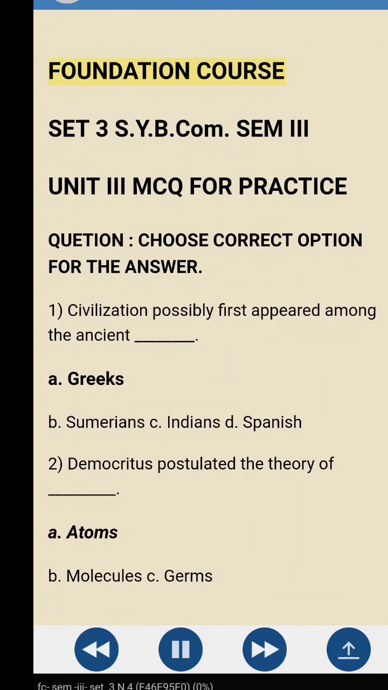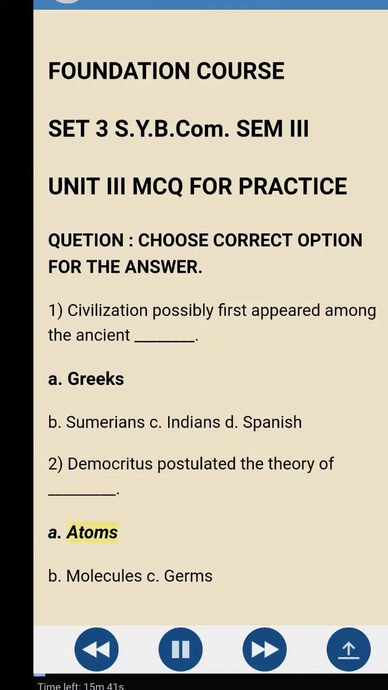Foundation Course Set 3 SYBCom. Sem 3, Unit 3 MCQ for practice. Question: Choose correct option for the answer. 1. Civilization possibly first appeared among the ancient blank. A. Greeks. B. Sumerians. C. Indians. D. Spanish. 2. Democritus postulated the theory of blank.